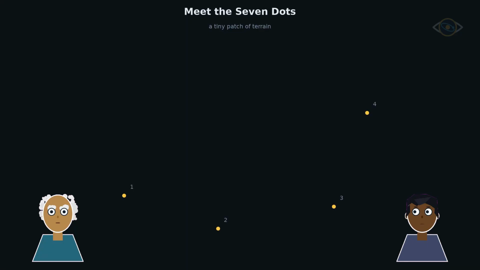Here they are, 7 dots. Think of them as 7 height markers dropped on a hillside. Everything for the rest of this video happens to these exact 7. Our whole job is one question: which dot do we join to which to cut this into triangles?